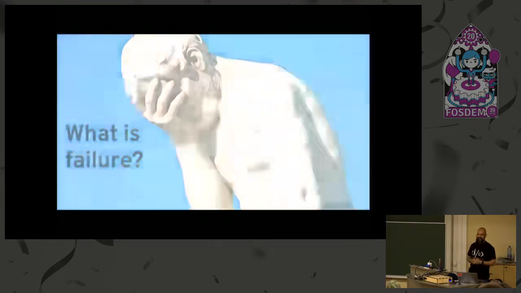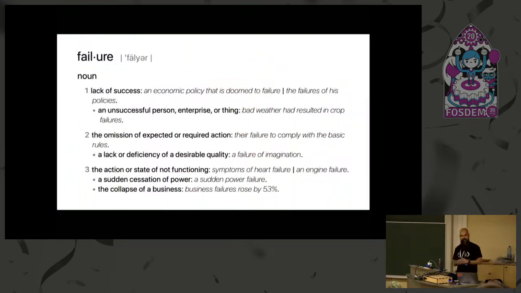So the dictionary definition from the Oxford Dictionary of Failure is this. 2 or 3 definitions. Now, I don't like the first one, it's a circular definition. Failure is lack of success. I guess success is lack of failure. Doesn't really get us much. I like the second and the third one better. The omission of an expected result or required action, and lack or deficiency of a desirable quality. Those seem plausible. We can work with them.